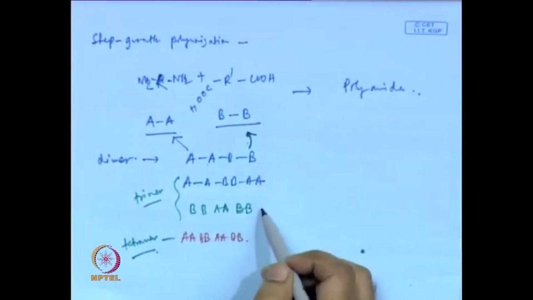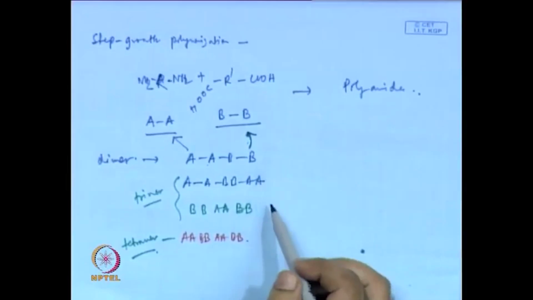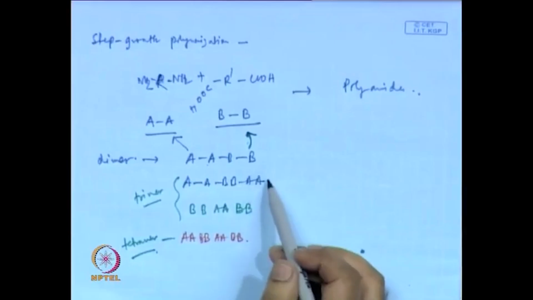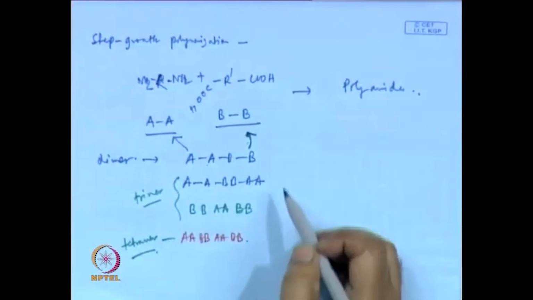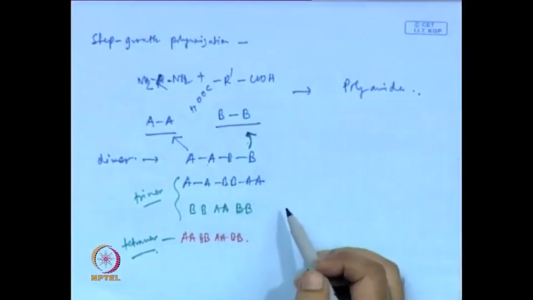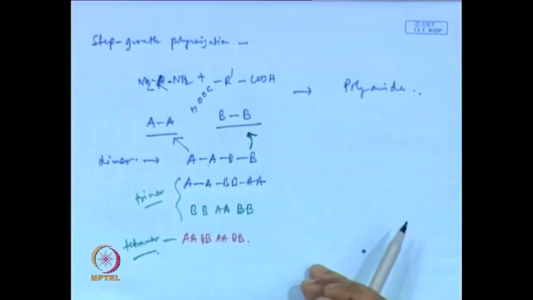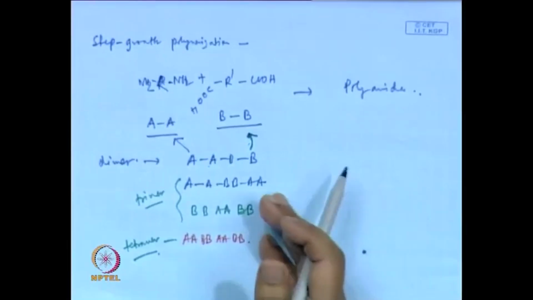Now, once you form the trimer, the options increase. It can react with the monomer, with any of the dimers, or with the trimer itself, making the possibilities more and more. If it reacts with monomer, it will form a tetramer. If it reacts with dimer, it will form a pentamer. If it reacts with itself, it will form a hexamer. And imagine once you form the tetramer, what will happen? It can react with monomer, dimer, trimer and itself, forming pentamer, hexamer, heptamer and so on.